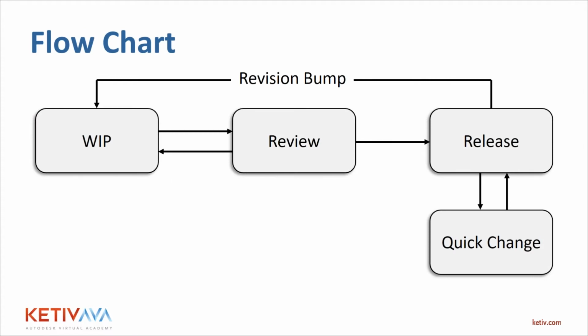So here we have just a really basic workflow. Starts in work in progress. We can move things over to review back and forth as the file gets finished. Once it's ready to be released, only go this direction, can't go back. And maybe you have some very small errors, like you get someone's name wrong on a drawing. So we've got this little quick change state. And if you need to make a more major change, we can take it back to work in progress, and that'll give a revision bump.